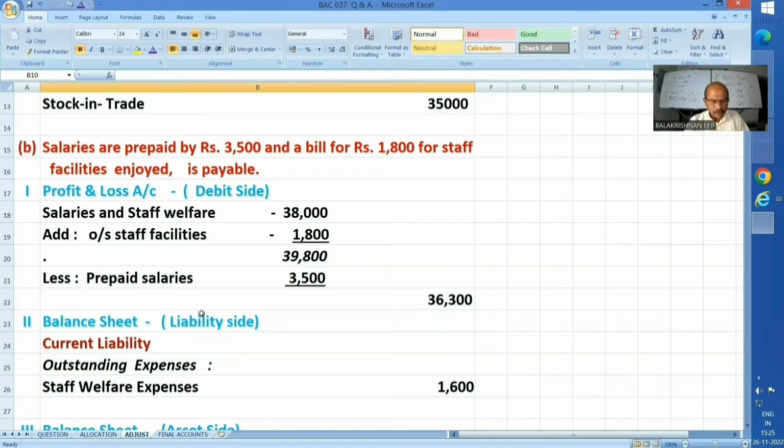So the profit and loss account debit side will show the amount given in the trial balance, 38,000. Add outstanding staff welfare 1,800. Less prepaid salaries, and the net amount of 36,300 will show in the outer column of the profit and loss account. And the corresponding effects.